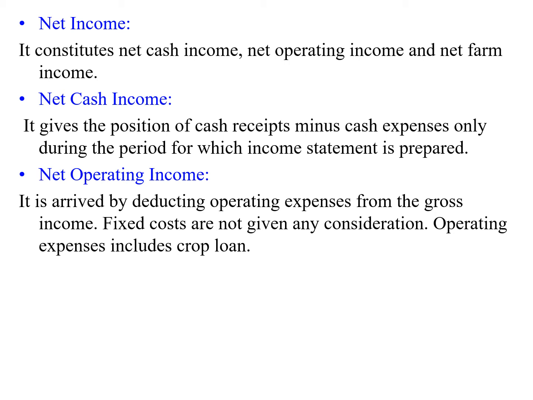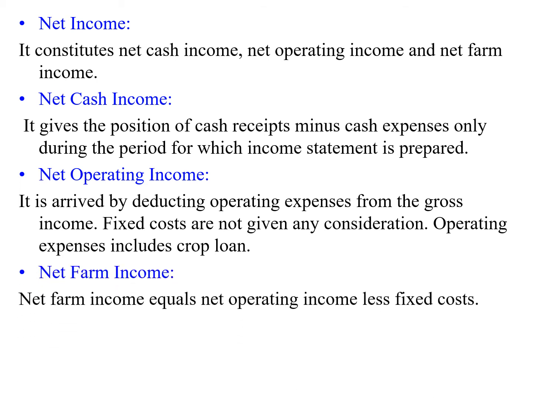Then next is net operating income. It is arrived at by deducting the operating expenses from the gross income. Fixed costs are not given any consideration here. Operating expenses include crop loan. Then next is net farm income. Net farm income equals the net operating income less fixed cost.